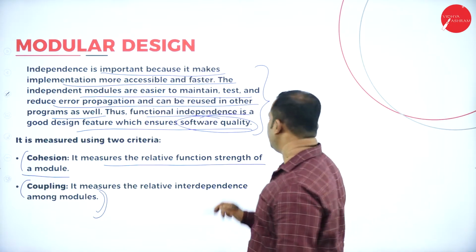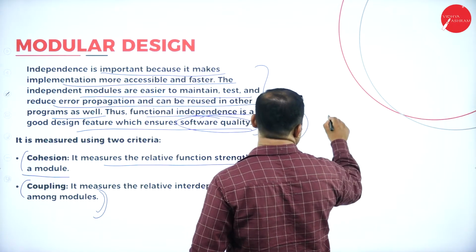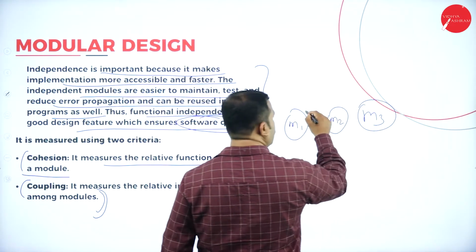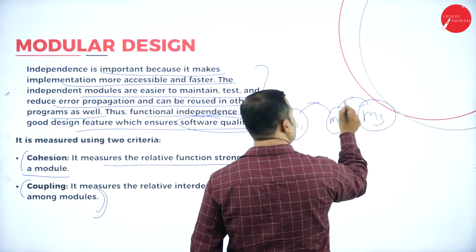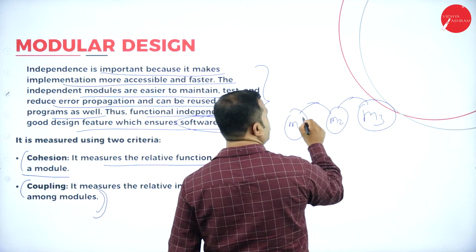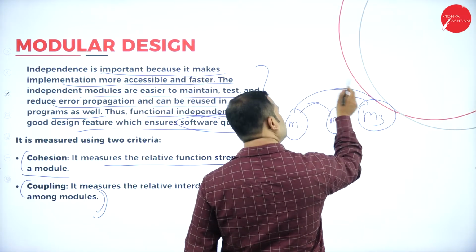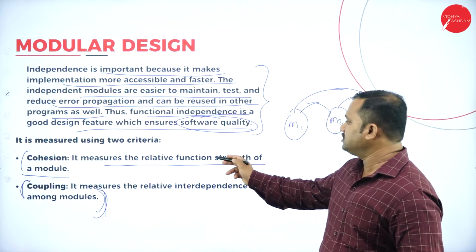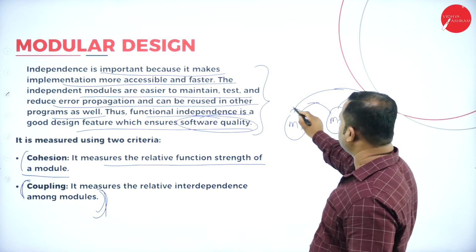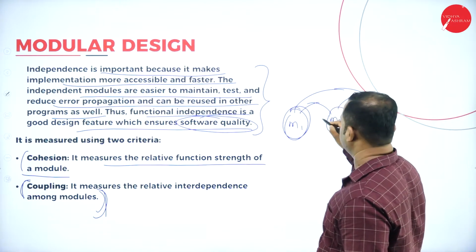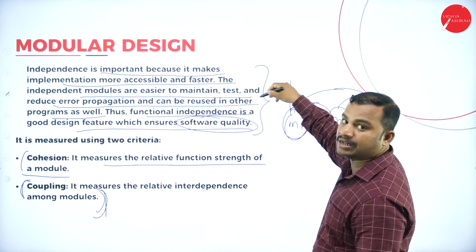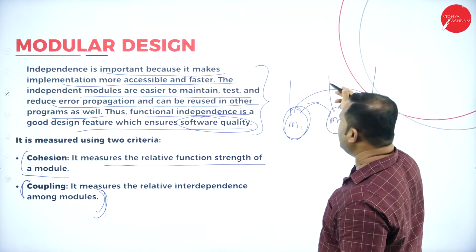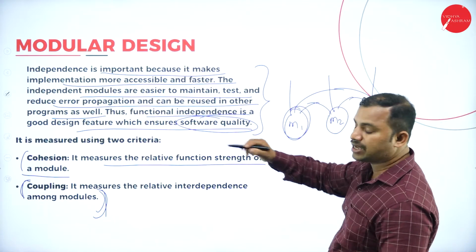Interdependence, please note that we have a module M1 here, module M2 here, module M3 here. We have a coupling of this. If there is any interdependency between M1 and M2 and M1 and M3, that has to be determined with the help of coupling. Cohesion means the relative functional strength of a module. What is the strength of this module with respect to this? That means functional independence. What is the strength of this module? Then, is there any interdependence between those two? That is called coupling.